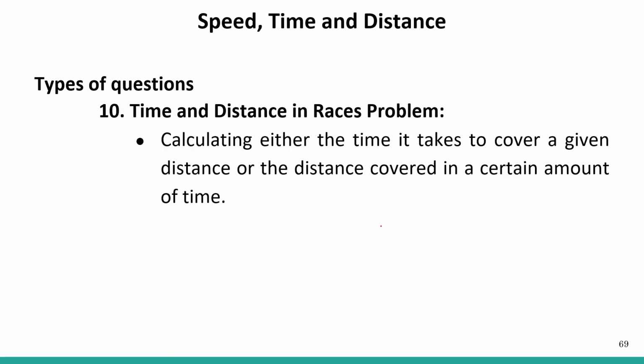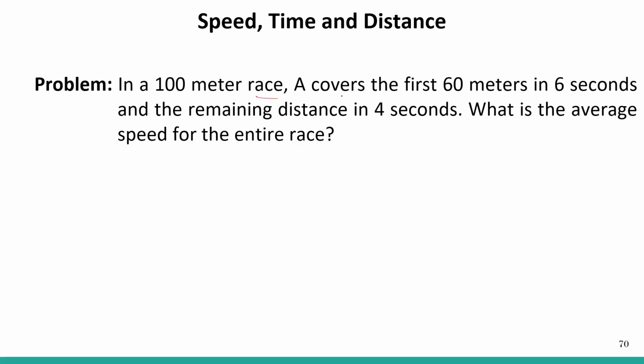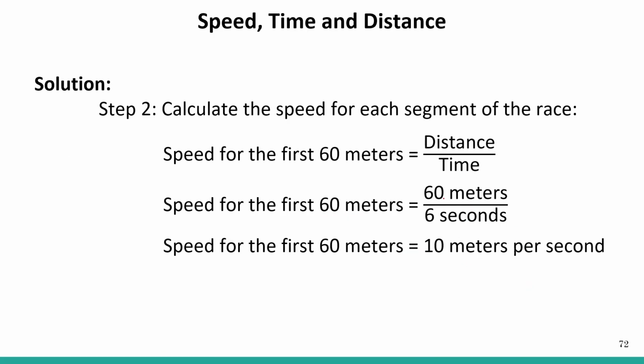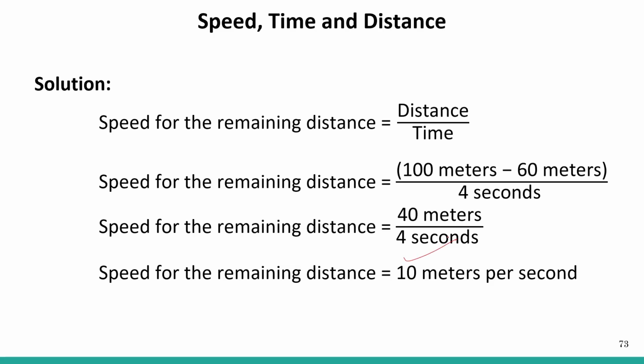So the 10th kind of problem is on time, distance and races problem. In a 100-meter race, A covers the first 60 meters in 6 seconds and the remaining distance in 4 seconds. What is the average speed? So total distance is equal to what? 100 meters, right? So total time taken, T1 plus T2, we can divide it in these two. So this will be 100 by 4 plus 6, is equal to 10. So 100 by 10 is equal to 10. So total distance 100 and total time is equal to 10. So 10 meters per second will be the correct answer.